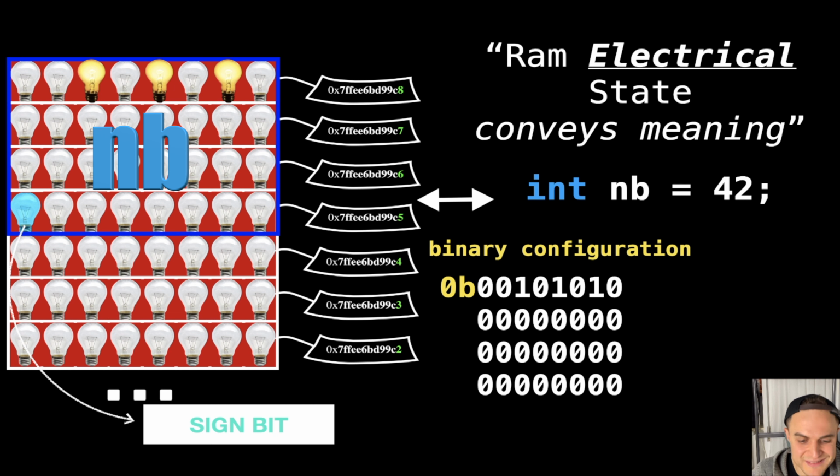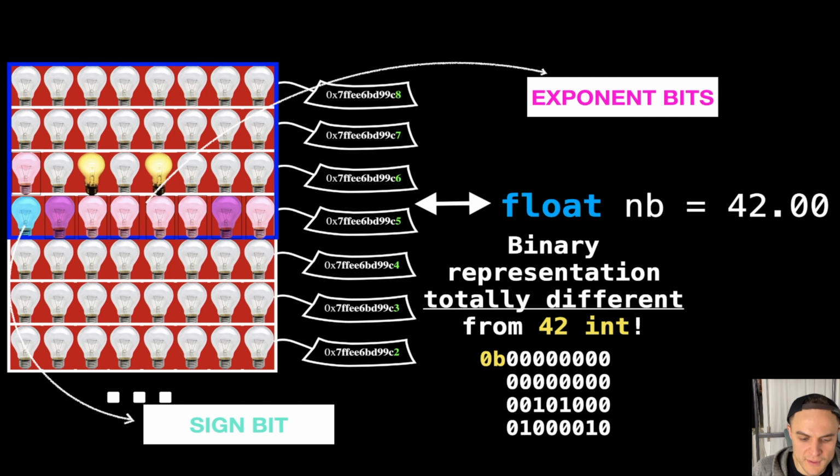I want to show you the difference between a float. Look here. Here I have a float nb is equal to 42.00. This is a real number. This is a float indeed. The value nonetheless is the same. The value is 42. But you see that the binary configuration is totally different.